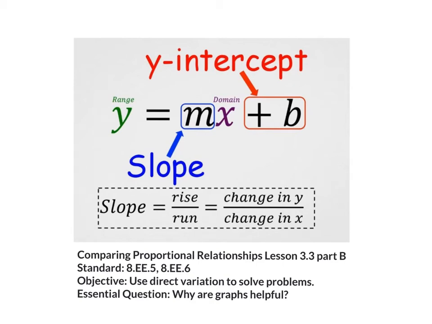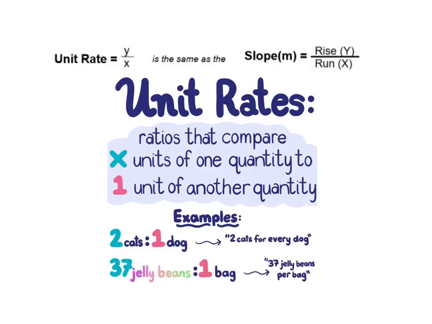Comparing proportional relationships, Lesson 3.3, Part B. The standards are 8.EE.5 and 8.EE.6. The objective: use direct variation to solve problems. The essential question: why are graphs helpful?